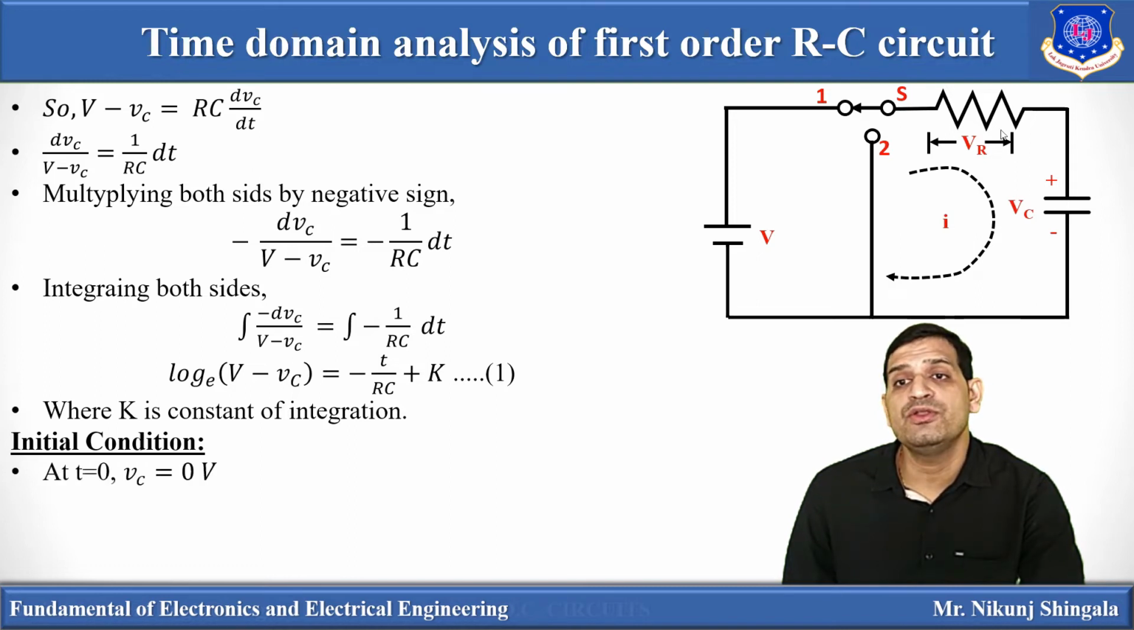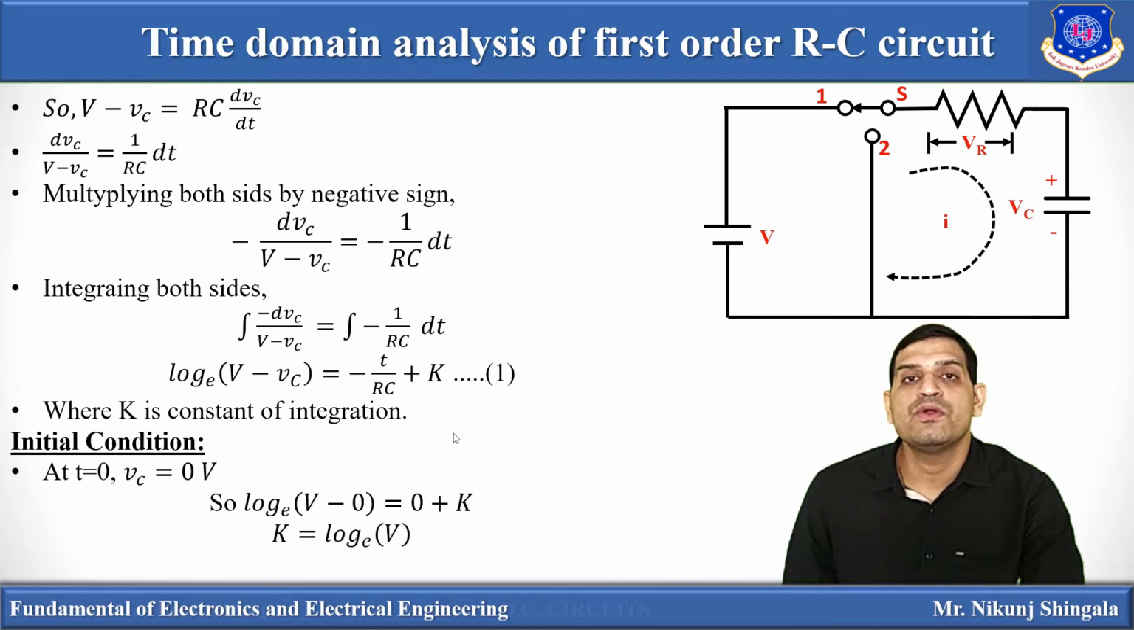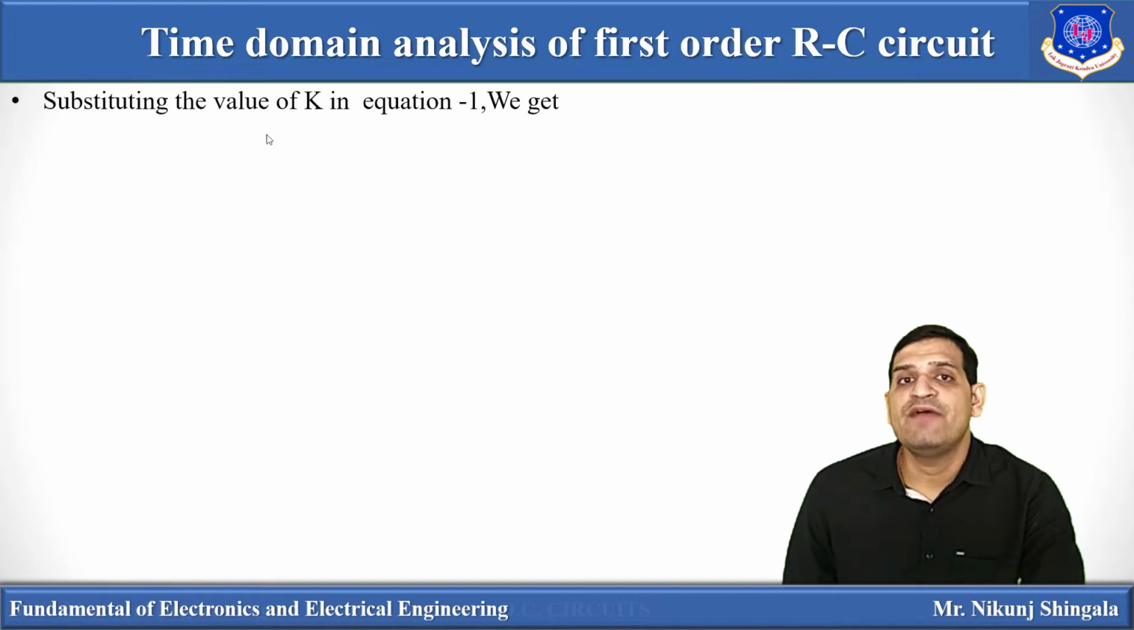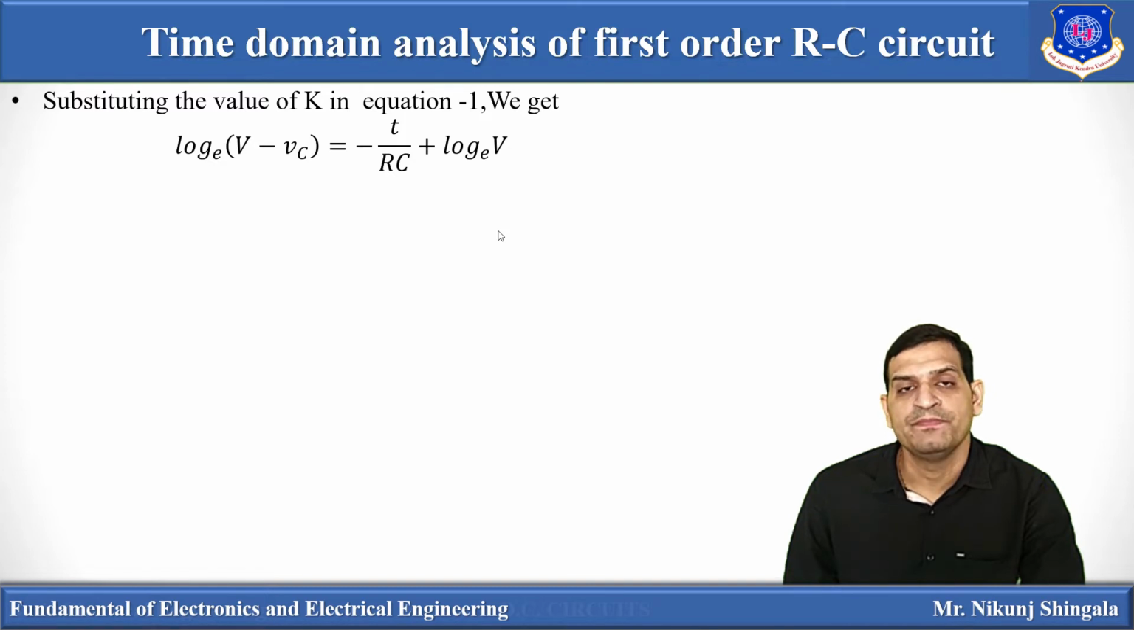So at t is equal to 0, there is no charge on the capacitor, so Vc is 0. Now putting this value in this equation, we are getting log V minus 0 is equal to 0 plus k. So we are getting k is equal to log V base e. Now, substituting the value of k in equation 1, we are getting log V minus Vc to the base e is equal to minus t by Rc plus log V to the base e.